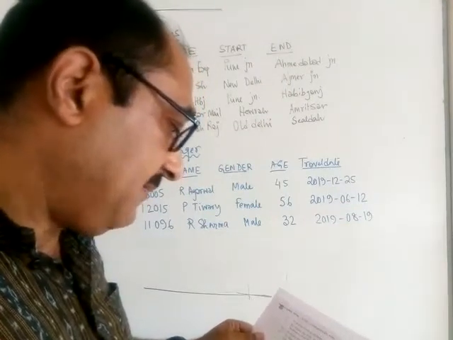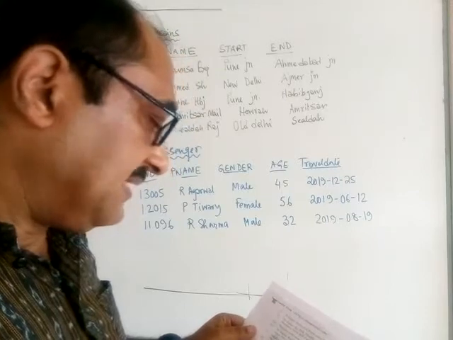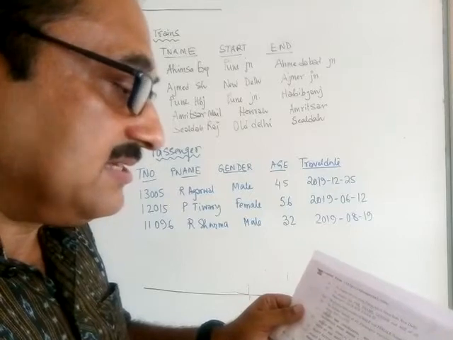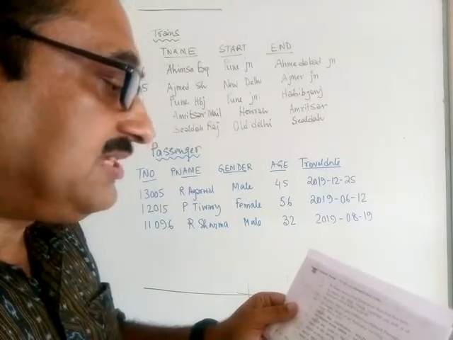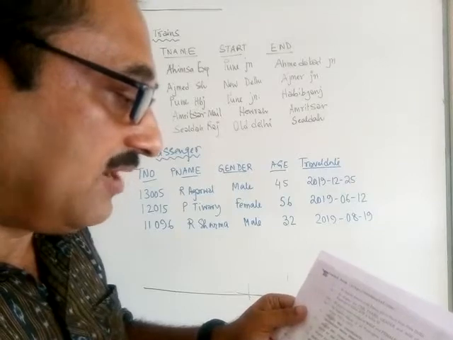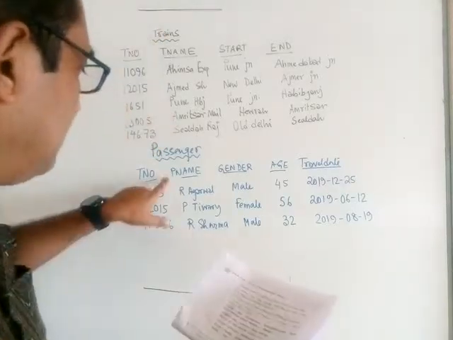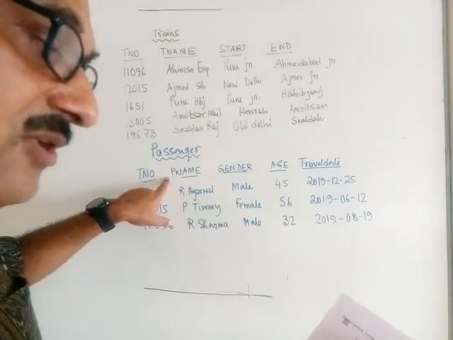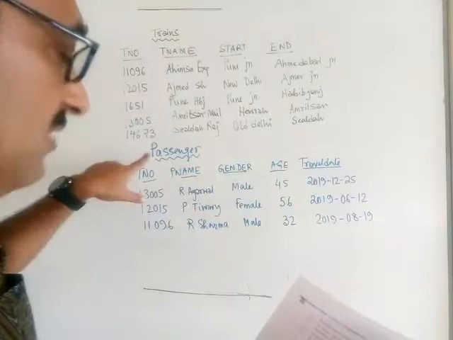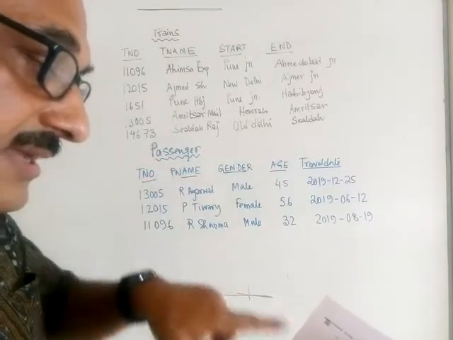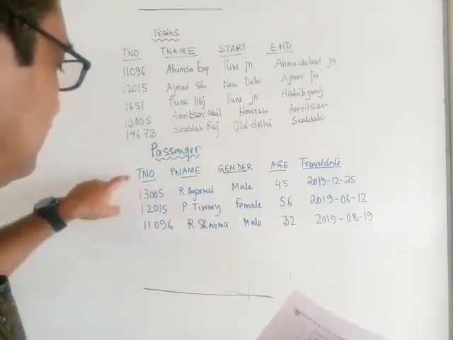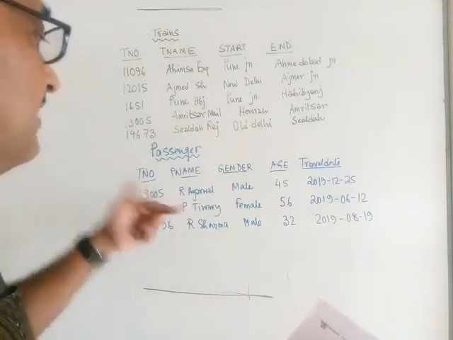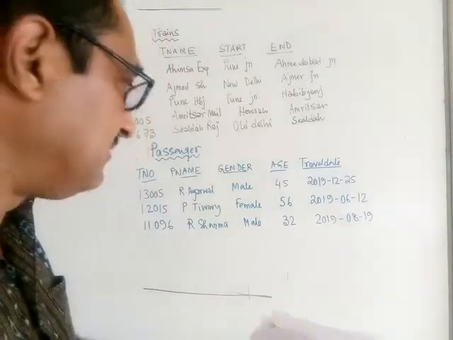Then another question is here: to display the details of all the passengers traveling in the trains whose TNO is 12015. Passenger is here. I think it's a very simple question. To display the details of all the passengers in the trains whose TNO is 12015. TNO is already a field here, so it should not be a problem. So where TNO equal to, you can write. It's a very simple thing.